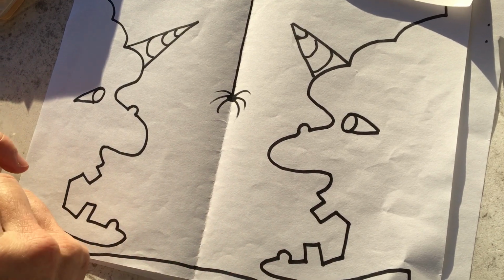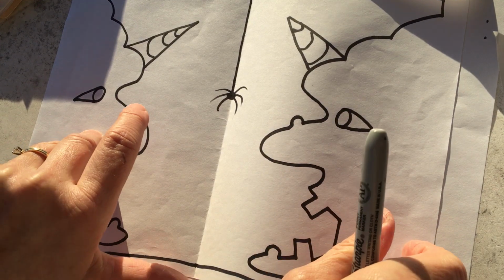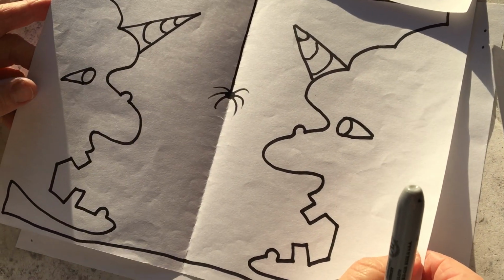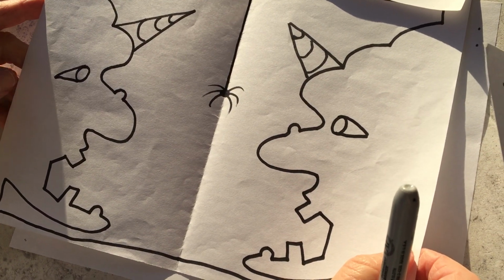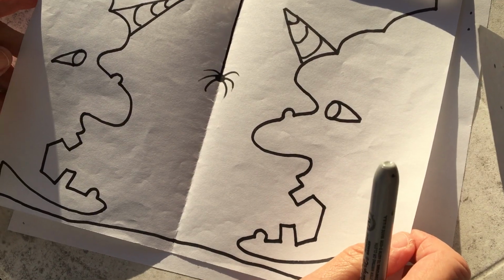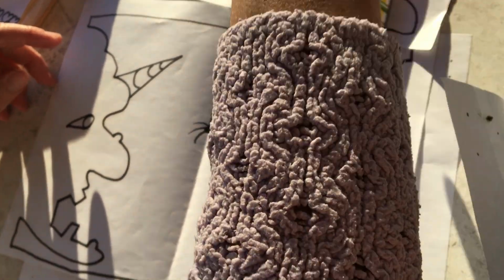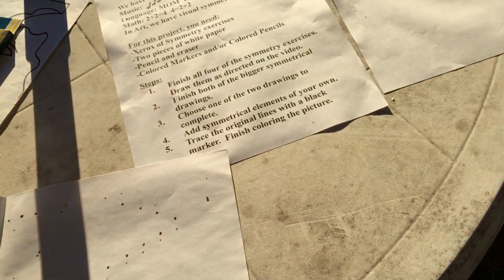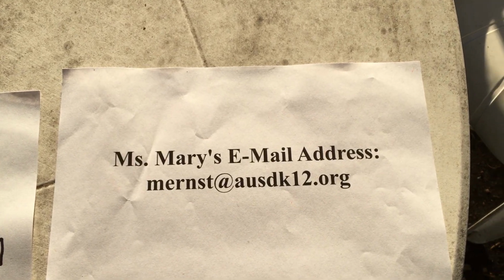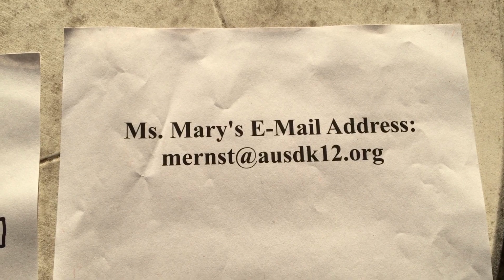When you are all done drawing all the extra things that you want to put into your drawing, color it really well, either with markers, like Sharpies or markers, or with colored pencils, or both. And if you want to send it to me afterwards, you can send it to my email address, mernst@ausdk12.org, and I'd love to see your finished product.